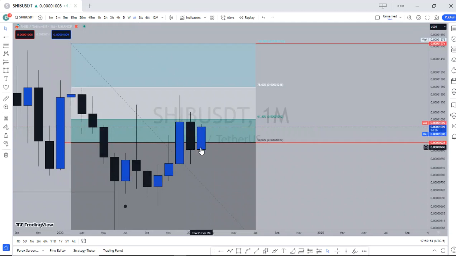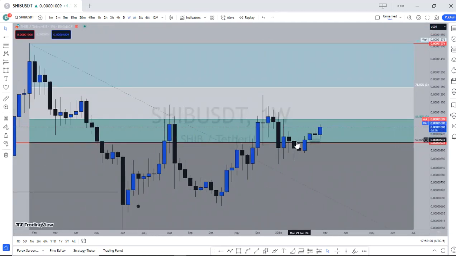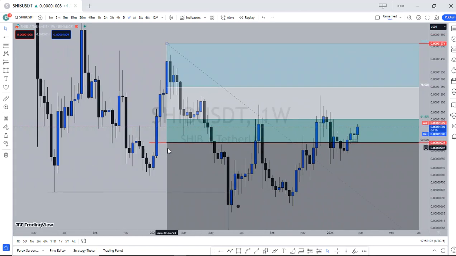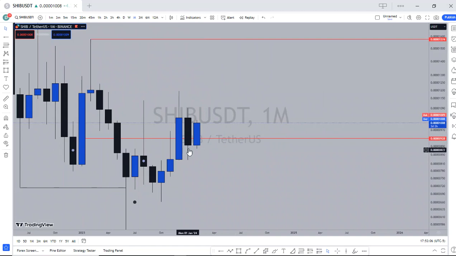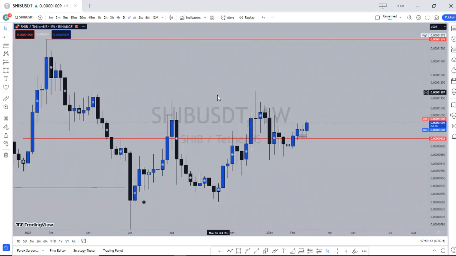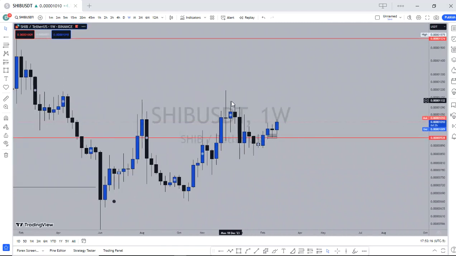Now currently this month of February opened right here, and we get to see it refusing to go below previous month low, right? So we open, we trade lower, and we are now seeing it trading higher. Now going to the weekly time frame, this right here is December high, right?